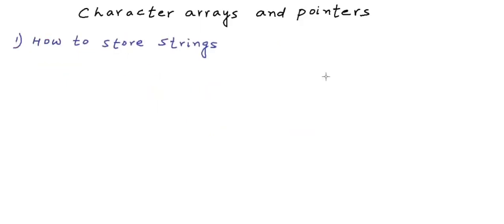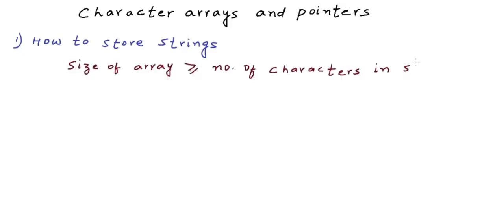To be able to store a string in a character array, the first requirement is that the character array should be large enough to accommodate the string. And what is a large enough character array? A large enough character array is a character array of size greater than or equal to number of characters in the string plus 1. So let's say if our string is a name of 4 characters like John, then the size of the array should be greater than or equal to 5.